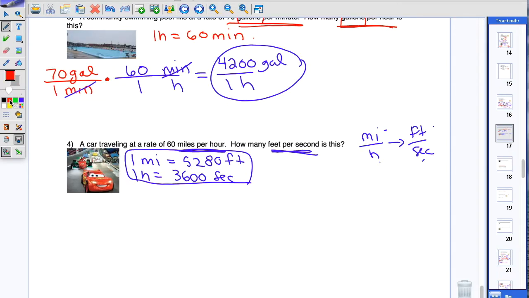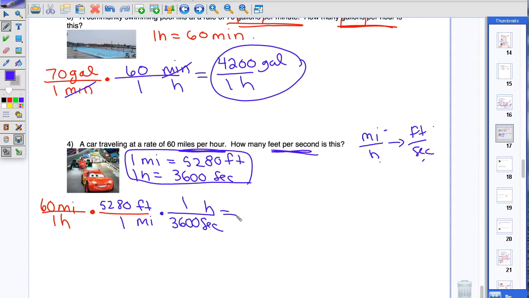Start with your original, 60 miles over 1 hour, times, and we'll start by going from miles to feet. So miles is in the numerator, we want it to end up in the denominator so we can cross cancel, feet in the numerator. Fill in your number, so 1 mile is 5,280 feet. Multiply by your second conversion factor for your time. So we want to cancel out our hours, so it's in the denominator, put it in the numerator, seconds in your denominator. So fill in your numbers, 1 hour is equal to 3,600 seconds. Cross cancel those units to make sure we have the proper units. Miles cancels out, hours cancels out.